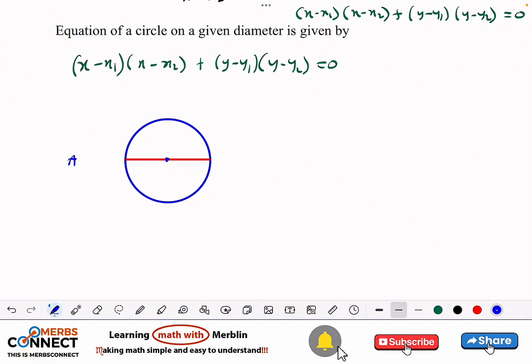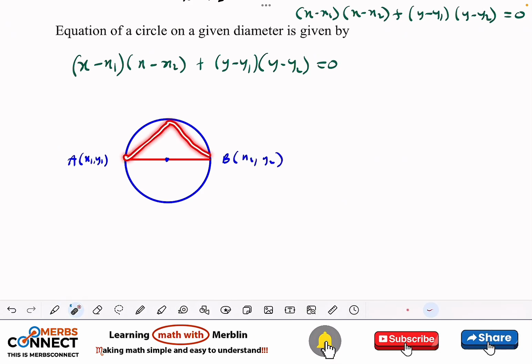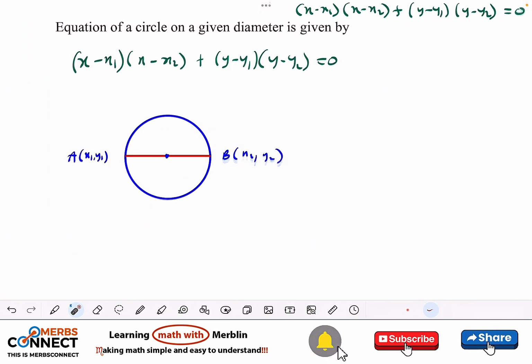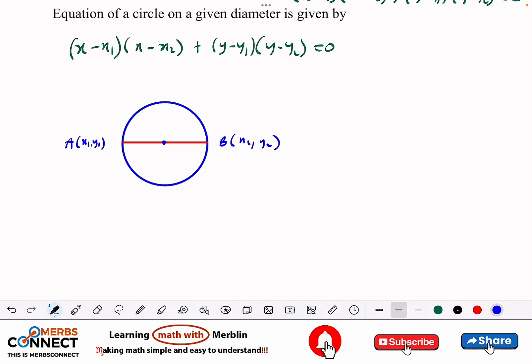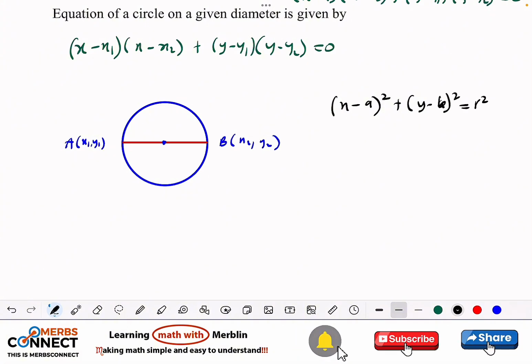Now remember, A is (x1, y1) and B is (x2, y2). If I don't want to form this and use the perpendicular aspect, then all I need is to form the equation of the circle. I know that the equation of the circle is given by (x - a)² + (y - b)² = r². So I need just the center and radius.